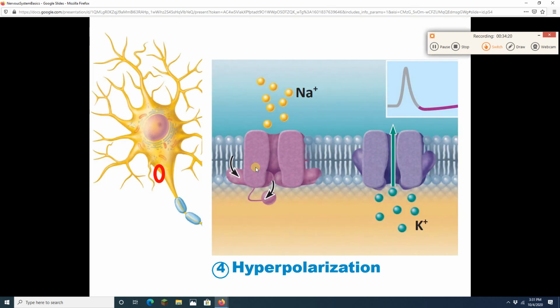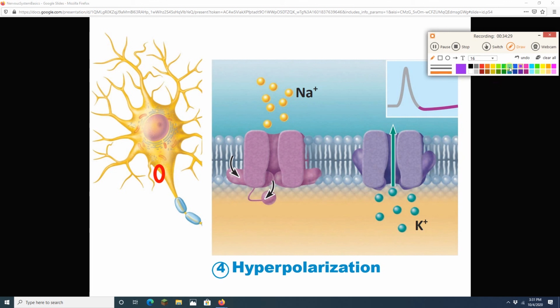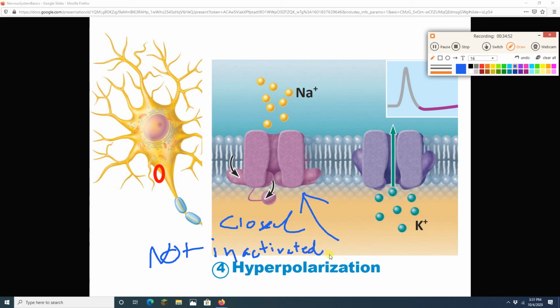Hey, let's go back for 1 second. I want to show you something real quick. During the hyperpolarization phase, look at what happened to our sodium channel. All right, he's closed, but he's not closed by the ball and chain. So he's closed, but he's not inactivated, okay? So during hyperpolarization, the sodium channel is closed, but he's not inactivated. And this whole thing of being inactivated or not is going to come back to haunt us in a moment.